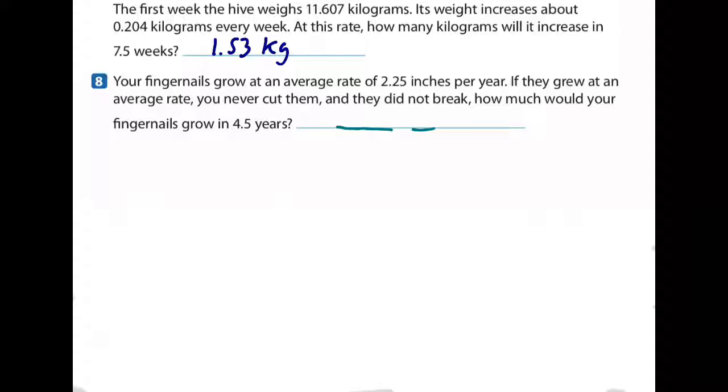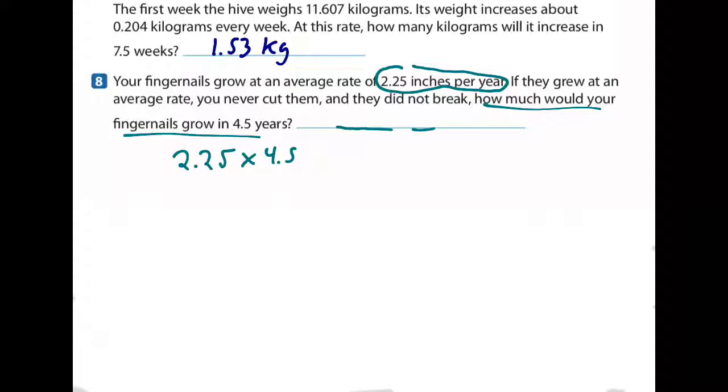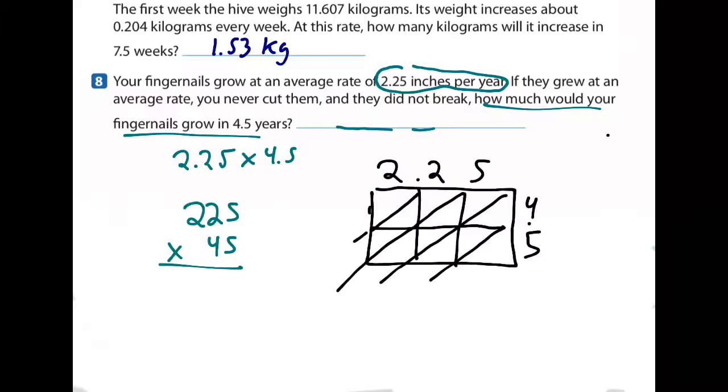All right, so here's what it says. Your fingernails grow at an average of 2.25 inches per year. If they grow at an average rate, you never cut them and they did not break, how much would your fingernails grow in 4.5 years? So what you're going to have to do is take the 2.25 inches that they grow a year and multiply by 4.5 years. So let me get it set up if I'm doing traditional versus lattice.